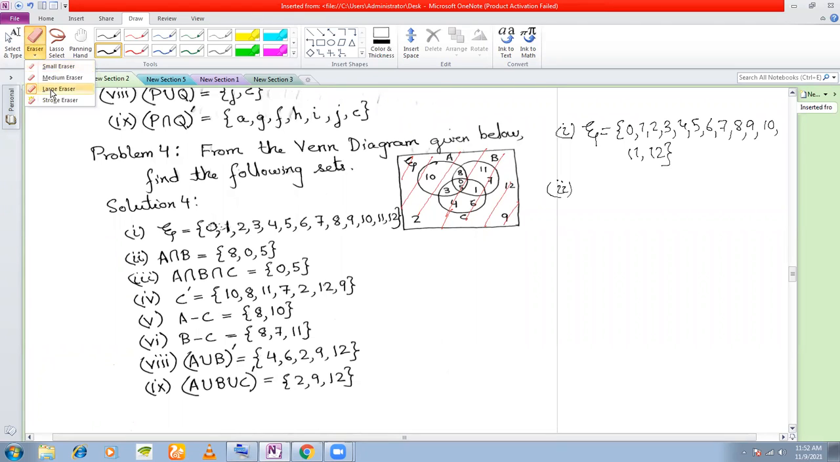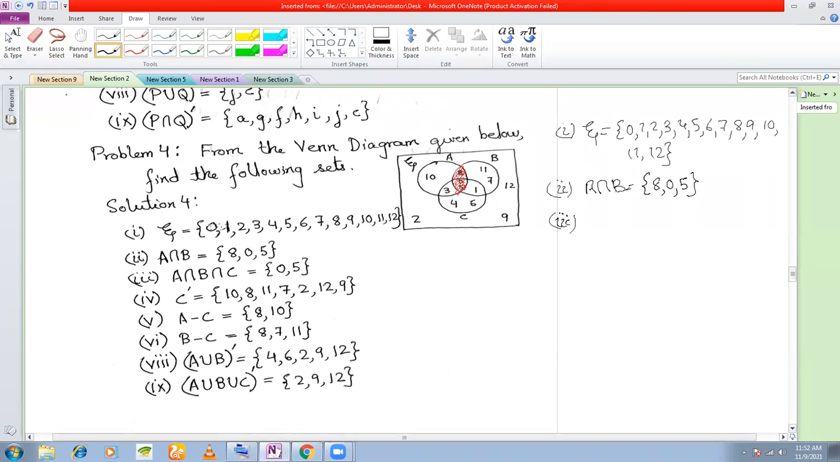Next question is A intersection B. So which one is A intersection B? Only this part, right? Oh, okay. This is A intersection B, sorry. A intersection B is the common part between A and B. So this part will be your A intersection B. Understood? So only 3 elements are there, 8, 0 and 5.